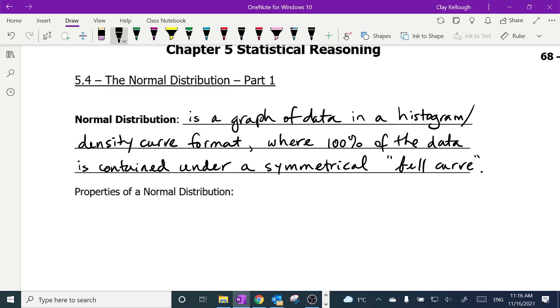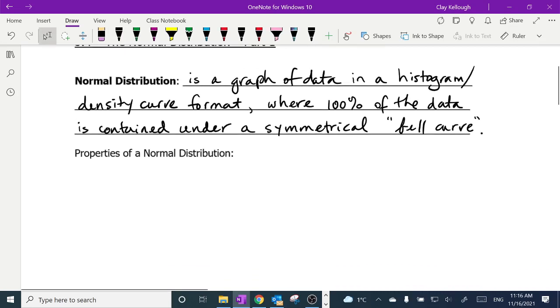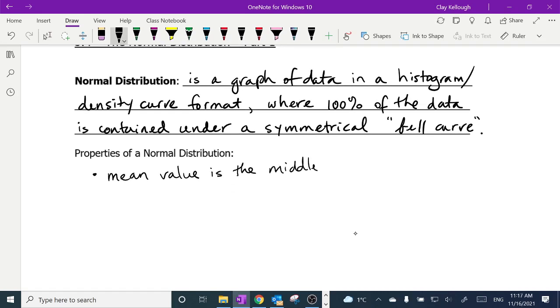And there's 4 properties that we need to remember for sure. Actually 5, I guess, because technically one of the properties is that all of the area is 100%. I've already got that one though. So let's see, what are the properties we have to remember? Well, property number 1 is that, of course, the mean value is the middle of the curve.